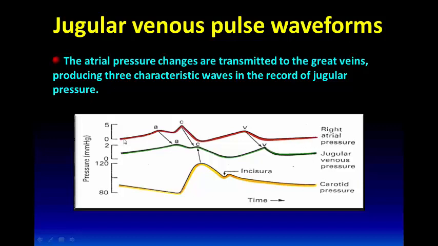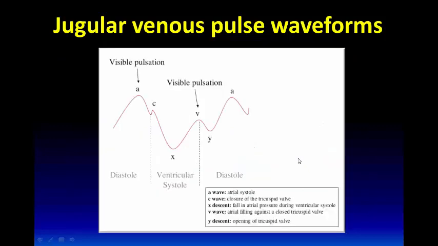So here we have the right atrial pressure changes, the A, C, V upward waves, and the X and the Y descents. Same thing here, we have the A, C, and V waves in the jugular venous pressure curve. So again, the jugular venous pulse wave forms is shown in this diagram.